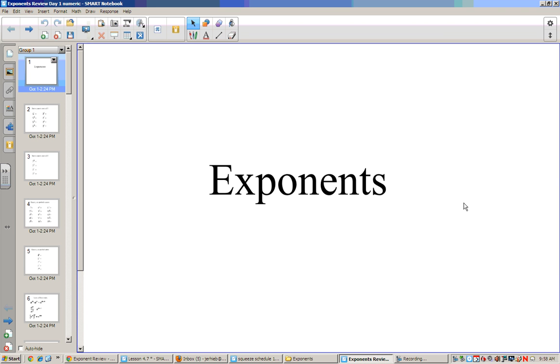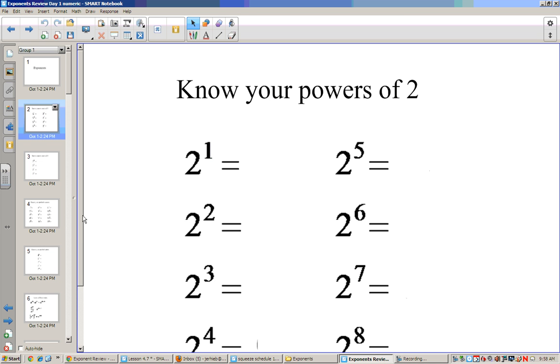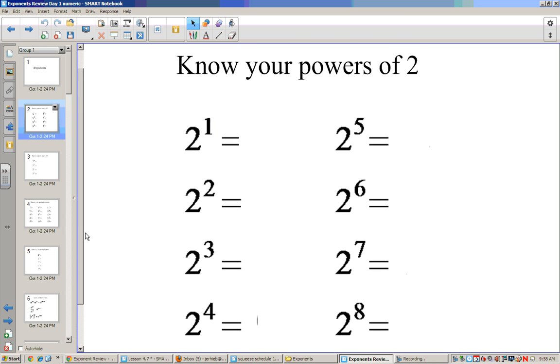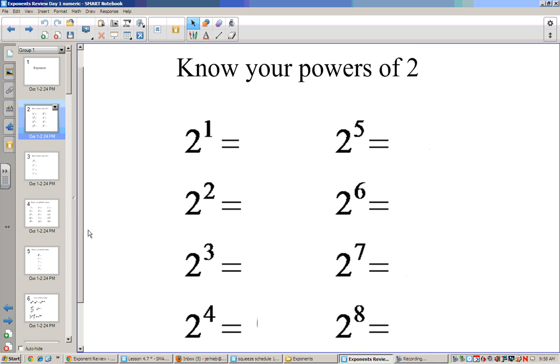Hello, welcome to a review on exponents. Now we're going to start off by talking about things that I think you can do without a calculator. So you should be able to get the powers of 2 without a calculator.